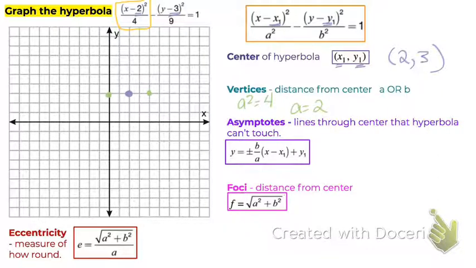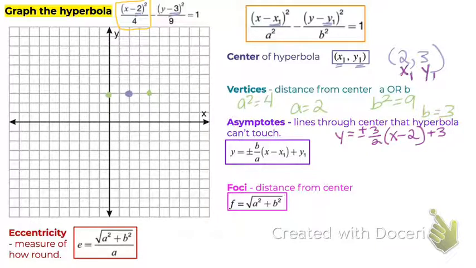Now, in order to find the asymptotes, remember, for that we need to know what b is. So let's just solve that. If b squared is 9, then b is 3. So now we have everything we need to substitute in and find our asymptotes. So let's just do that. So we have y equals plus or minus b over a, so 3 over 2, times x minus the x coordinate, plus the y coordinate of our center.